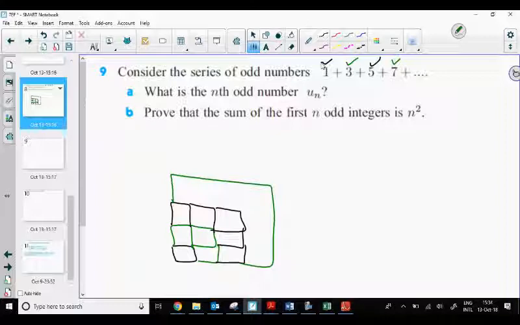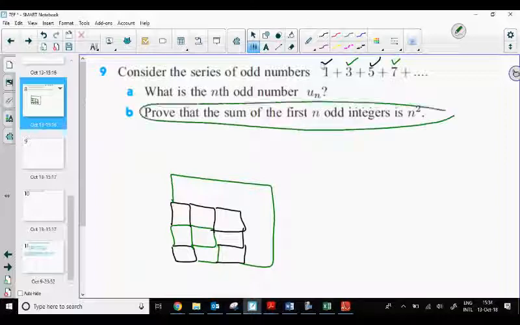So you can see that for every layer I add, I'm always adding 2 more squares than the previous layer that I added on, and I always have a square that comes out. So that's a geometric argument for why this must be true.